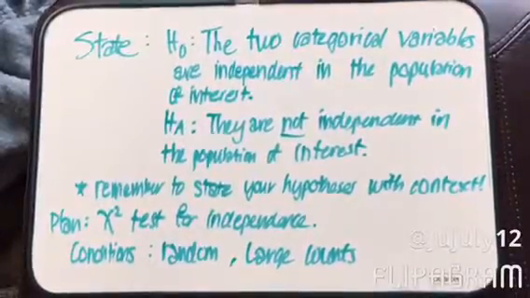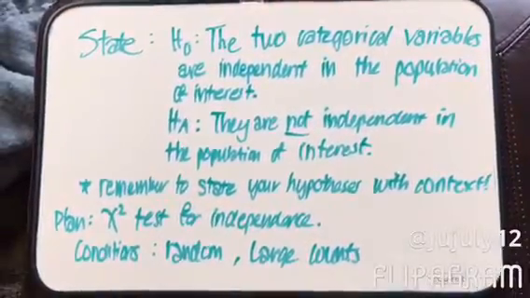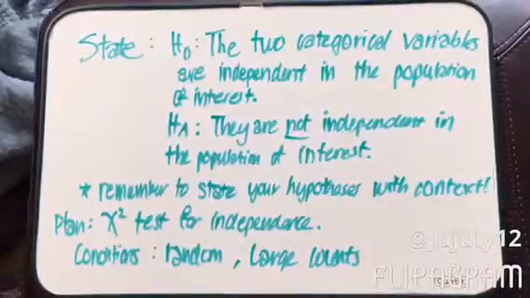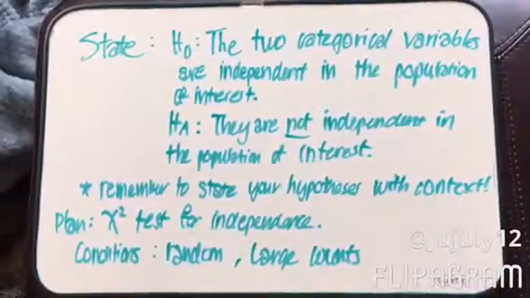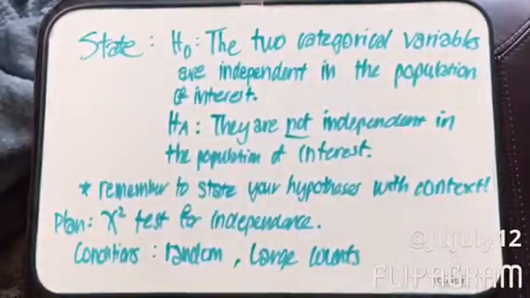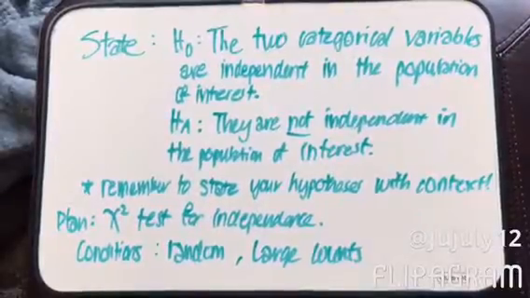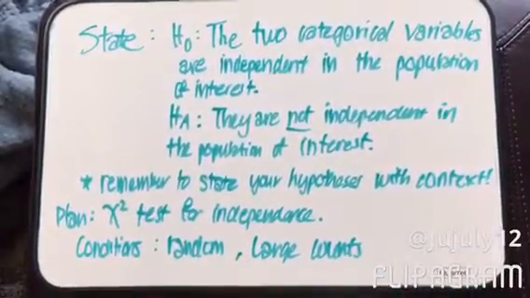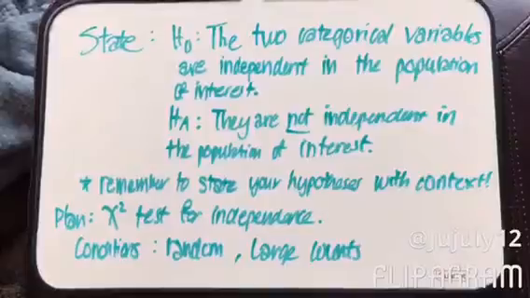So for example, if you get a chi-square test problem with only one sample, you're going to want to use the four-step process, starting with state. And the null hypothesis would be that the two categorical variables are independent in the population of interest, and the alternative hypothesis would be that they are not independent in the population of interest. But you have to use these hypotheses with context, and that would change within every problem.